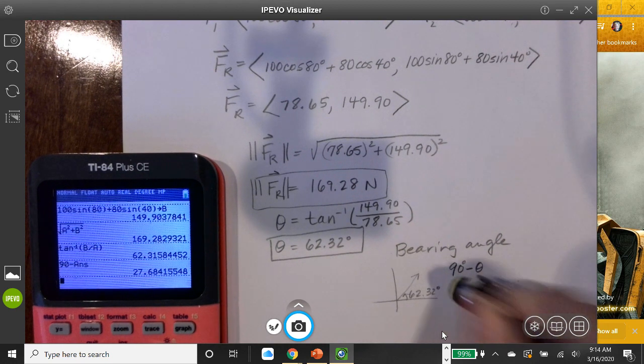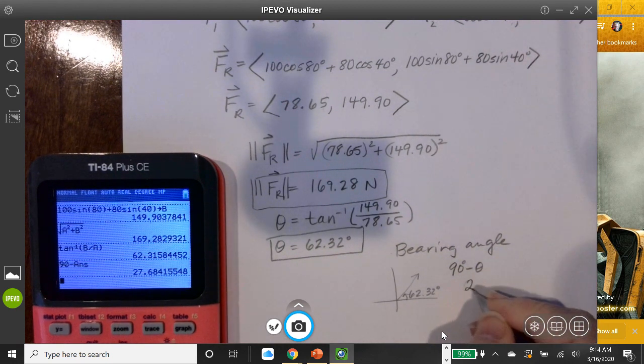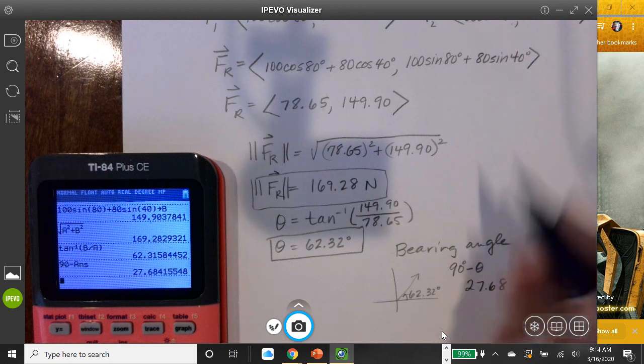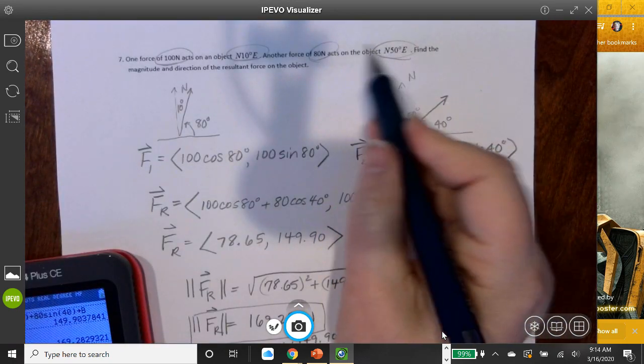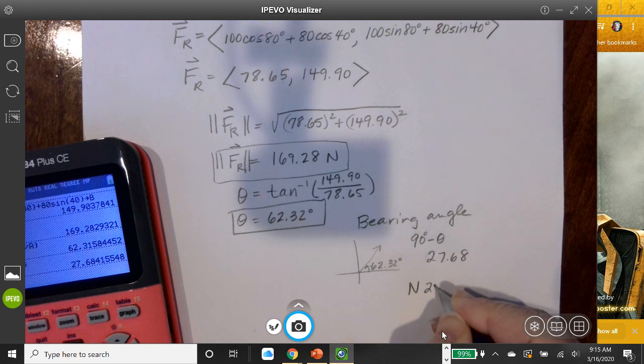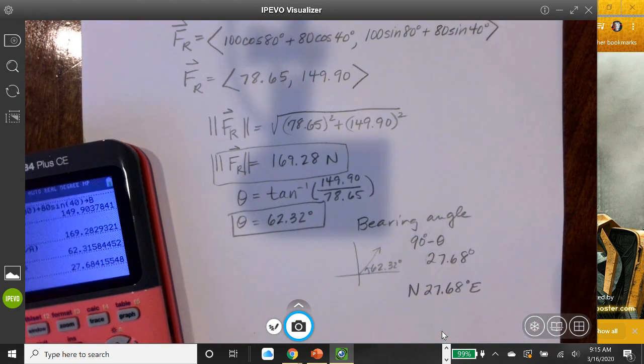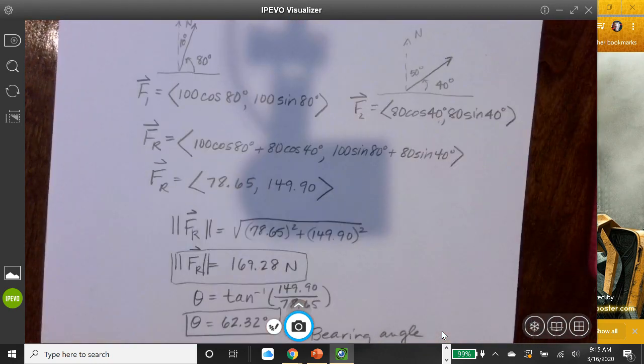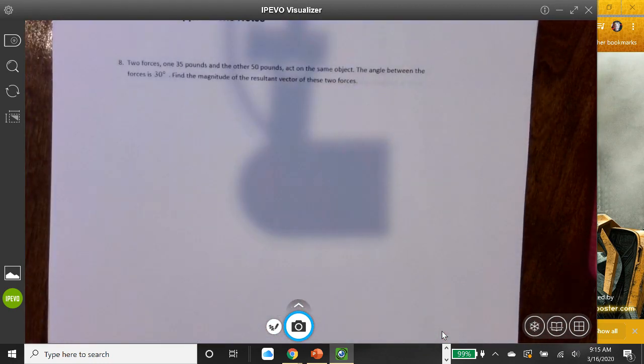The bearing angle would be 27.68. And since they gave it to us in this nice bearing language, we could say north 27.68 degrees east, right? All right. I know this is pretty long, but I wanted to get through all of these.